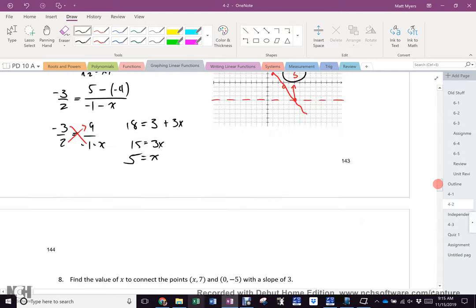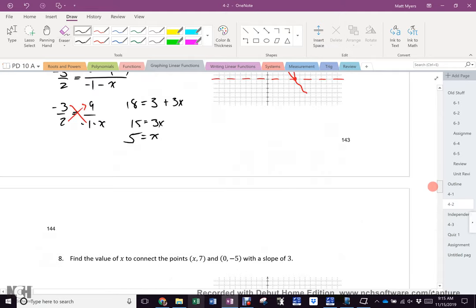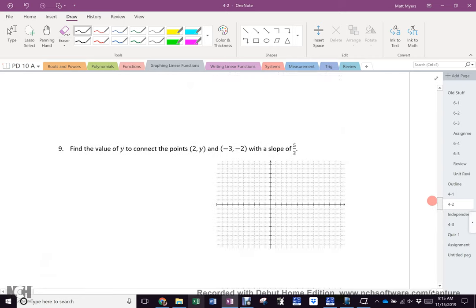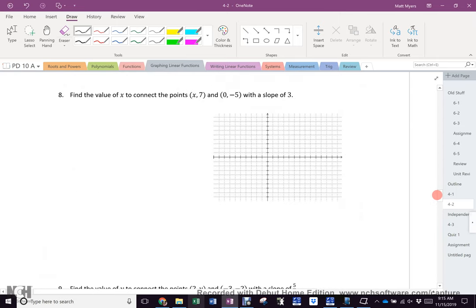I will add these last two to the end of the video so you can check them later. And of course, I will do these both graphically and algebraically.